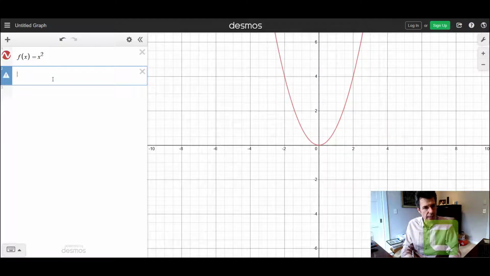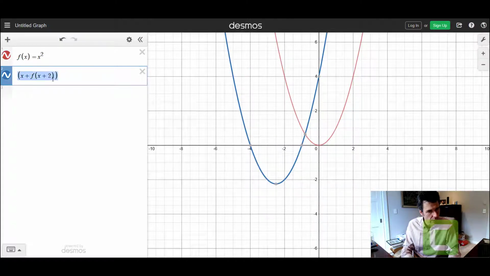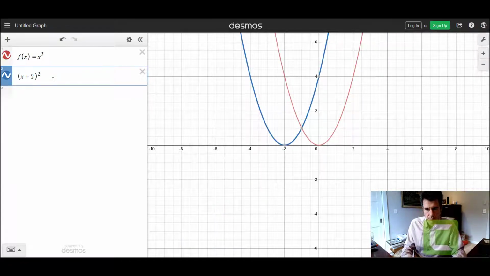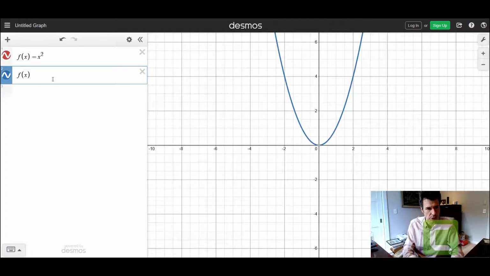If we want to shift to the left, f of x plus 2, which is, of course, the same as x plus 2, the quantity squared. Shifting up and down, we take the original function, we add or subtract.